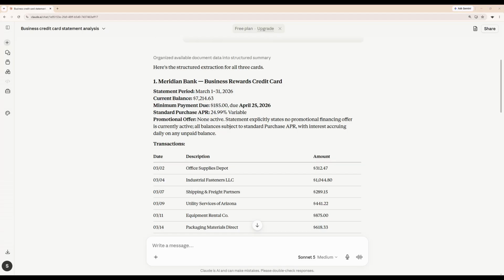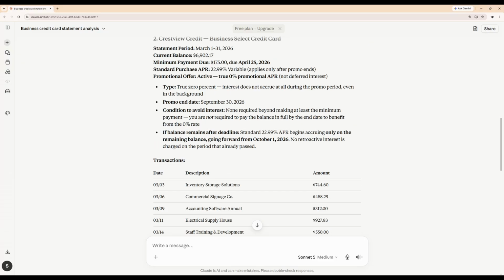So Meridian is straightforward. No promotion. 24.99% APR accruing right now on every dollar that isn't paid. Crestview is the cleanest card in the pile. True 0%. Interest is not accruing in the background. There is no retroactive exposure, and you are not required to pay the full balance by September 30th to benefit. Whatever you pay before that date is interest-free. Whatever is left after that date starts accruing at 22.99% going forward. That's it. So Crestview is the one you can breathe on.